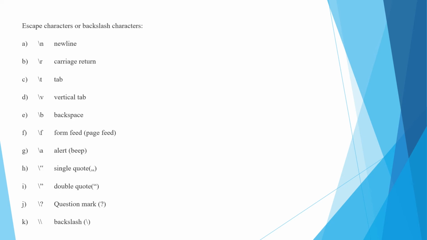Now escape characters, also called backslash constants or backslash characters. Here are some examples. \n is a new line. \r is a carriage return. \t is a tab. \v is a vertical tab. \b is a backspace. \f is a form feed or page feed. \a is a beep sound.